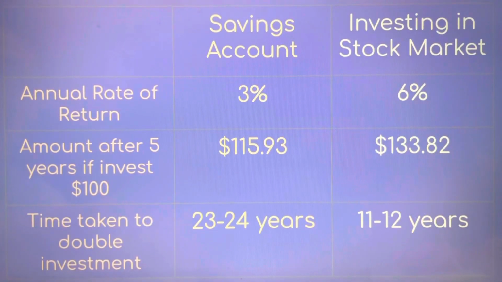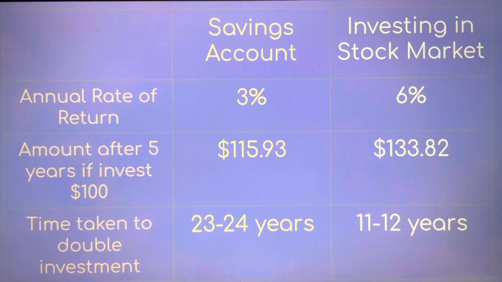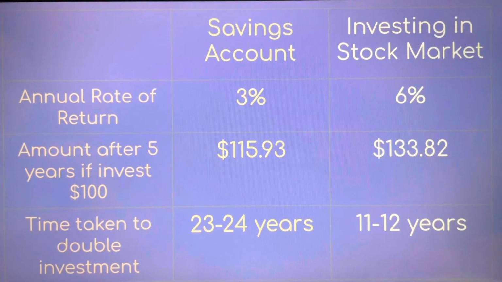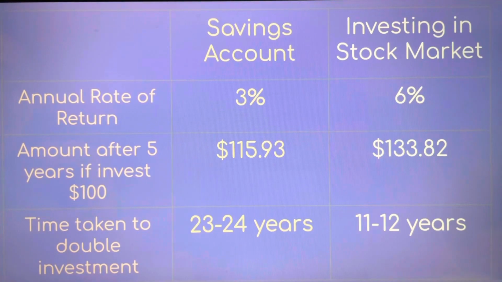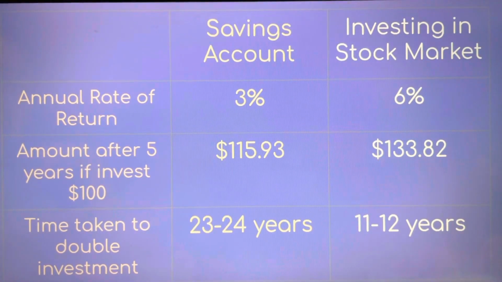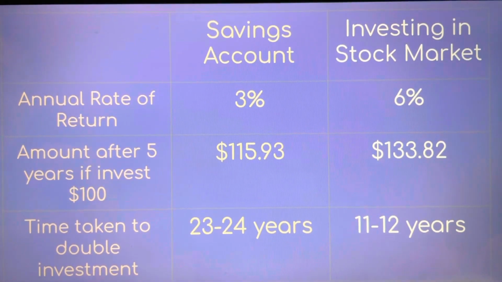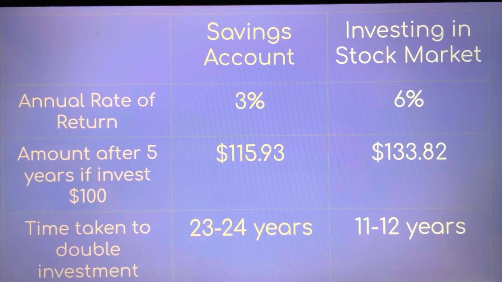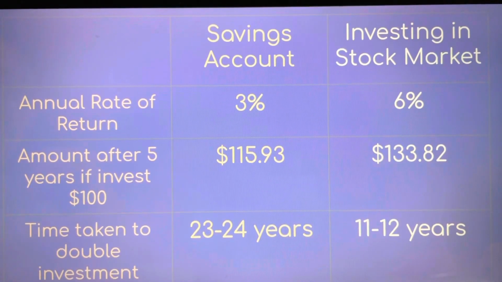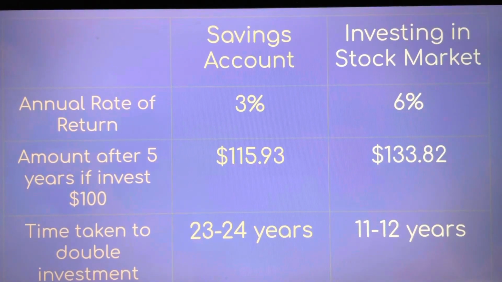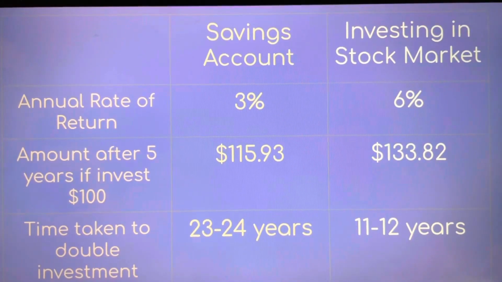If we compare how much compound interest you get from a savings account and investing in the stock market, you can see that investing will help to grow your money faster. The amount that you earn after 5 years is more than what you would earn if you put your money in a savings account in a bank. The rate of return from investing in stocks has generally been higher than putting your money in the bank. The time taken to double your investment is also shorter.